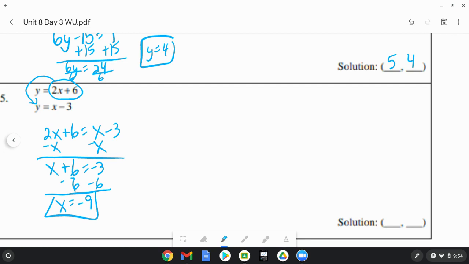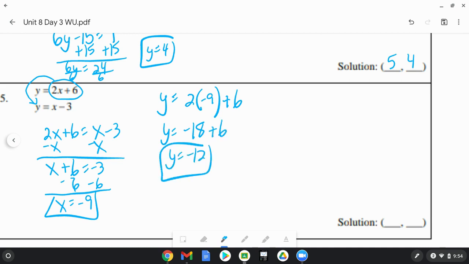So that's only half of our battle. We plug it back into what we circled. We circled the top one. You could have circled the bottom one as well. It wouldn't have mattered since they're both solved for. And we get 2 times negative 9 plus 6. So we get negative 18 plus 6. So I think that's negative 12. So my answer would be negative 9, negative 12 for that one.